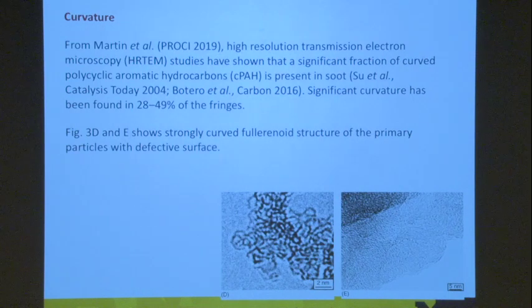This is also a recent paper. It was high-resolution transmission electron microscopy, and it showed that there is a fraction of curved polycyclic aromatic hydrocarbons in soot. Okay, so again, more complexity in the system.